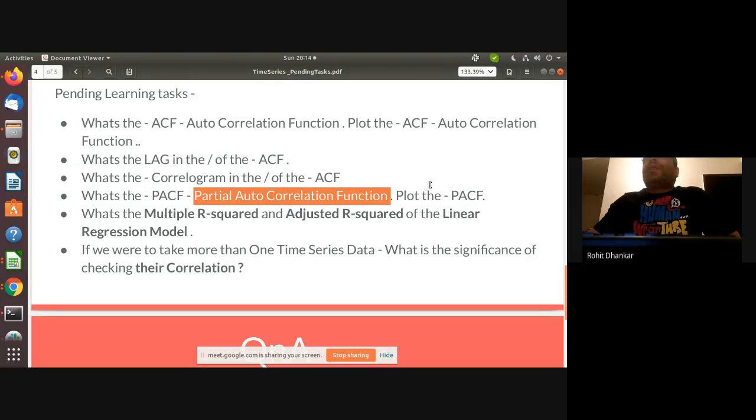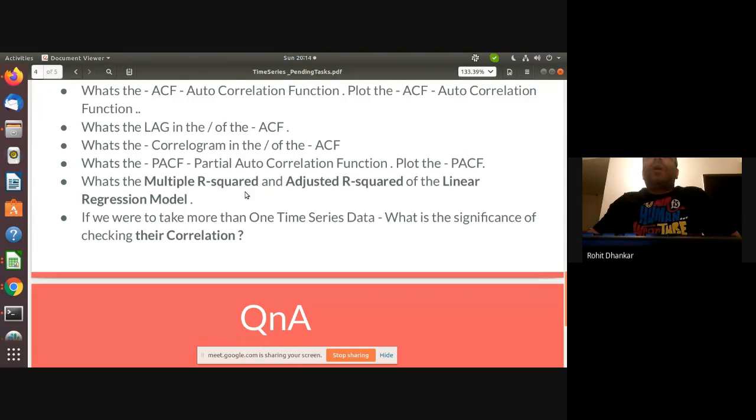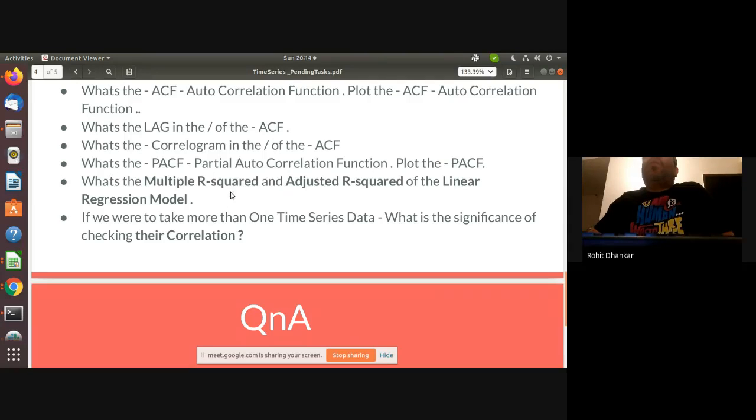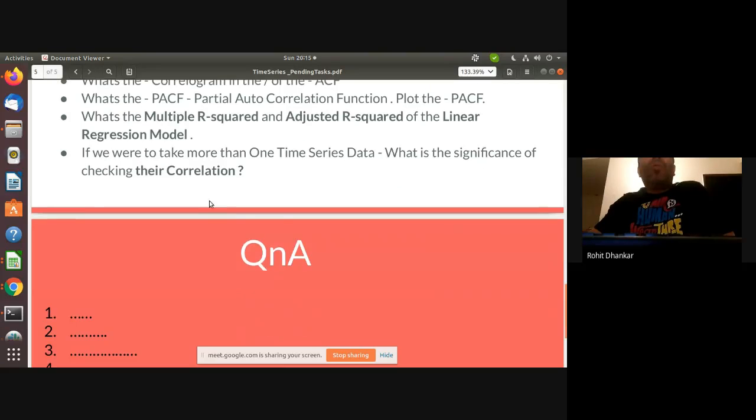Then again, this one is related to the linear regression part, and I somehow put it down here. I should have put it up there. Multiple R squared and adjusted R squared: what exactly are these as far as linear regression is concerned, and what do they tell us about the linear regression model? Is it a good model or not a good model? What is happening?